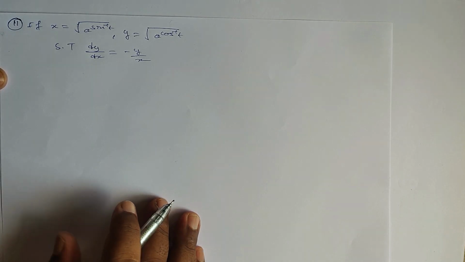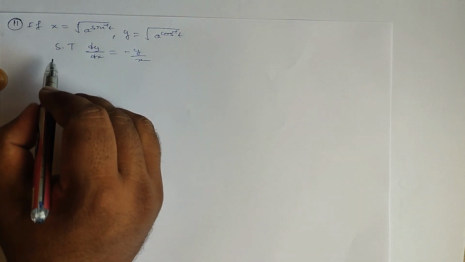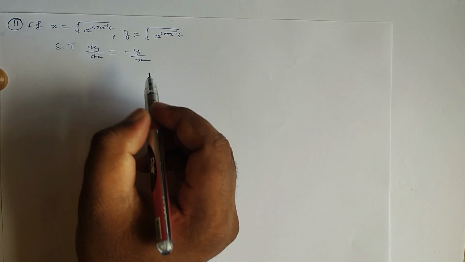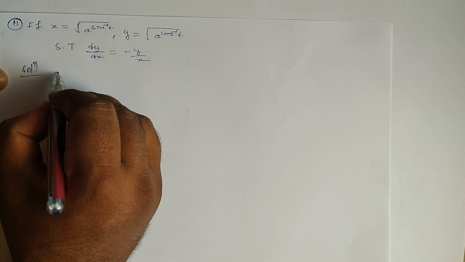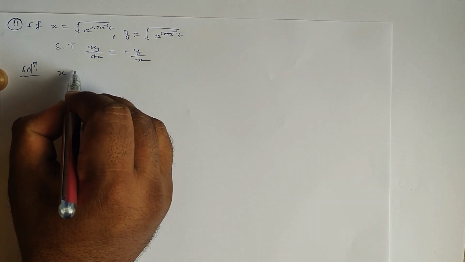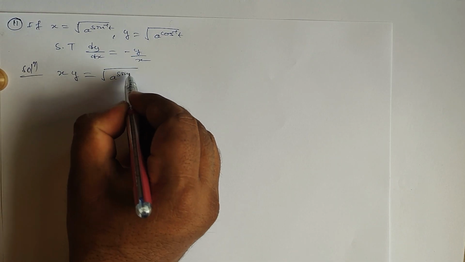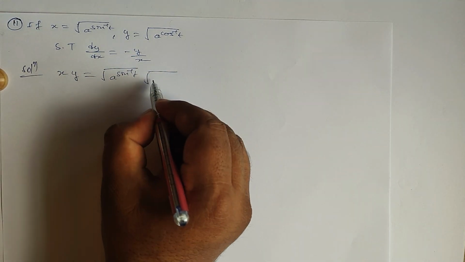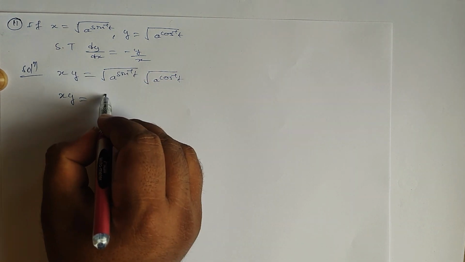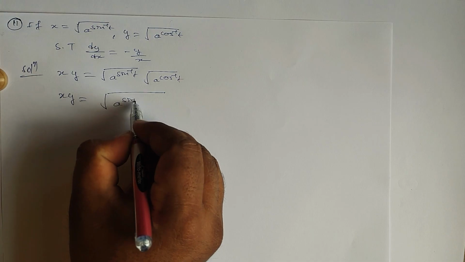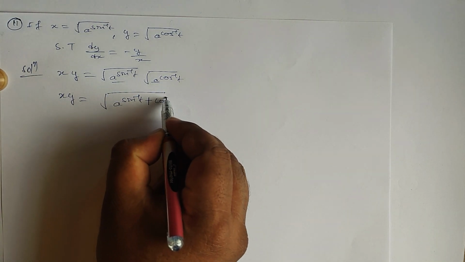Question number L1. If x is equal to root a raised to sin inverse t, y equal to root a raised to cos inverse t, show that dy by dx is equal to minus y by x. Okay, right. So x into y, what happens? Look, x into y becomes a raised to sin inverse t into a raised to cos inverse t. That is equal to x into y is equal to root a raised to sin inverse t. So bases are same, then powers must be added, plus cos inverse t.